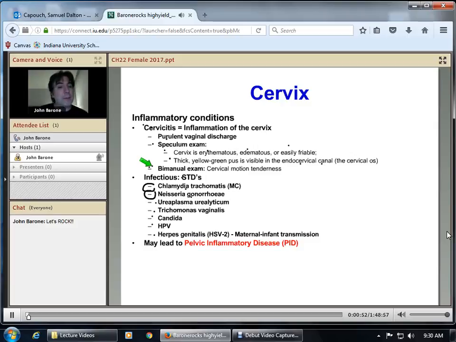Now if we do a bimanual exam and we move the cervix, oh, she's going to jump. That's pain, cervical motion tenderness. That tells me that's clearly an inflamed cervix.